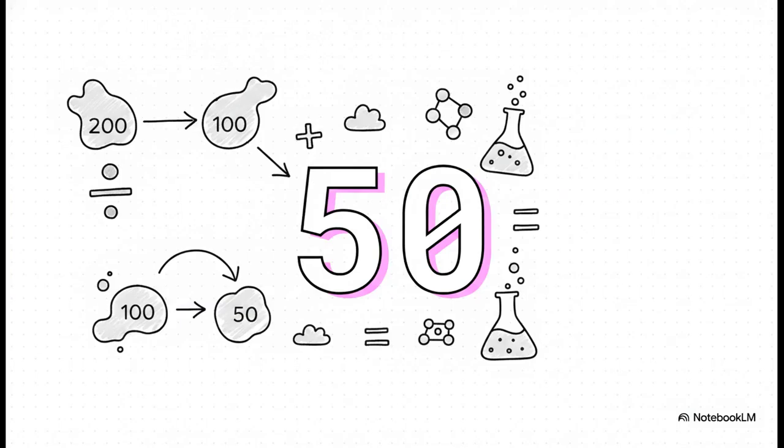When you divide 200 by 2, which remember is the exact same thing as multiplying by a half, you get 100. And then when you divide that 100 by 2 again, you arrive perfectly at 50 cubic centimeters. Looking back at the options provided in the exam question, this makes option C our mathematical victor. It really just goes to show how following the mathematical steps makes even the most intimidating questions totally manageable.